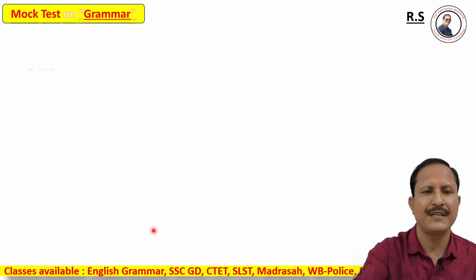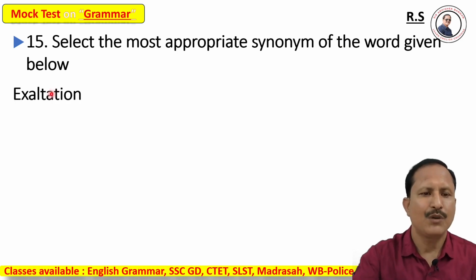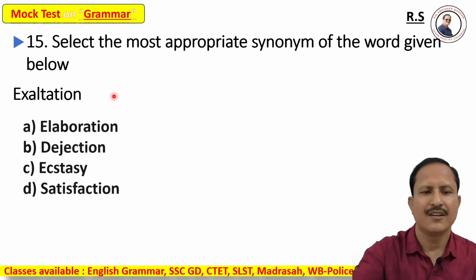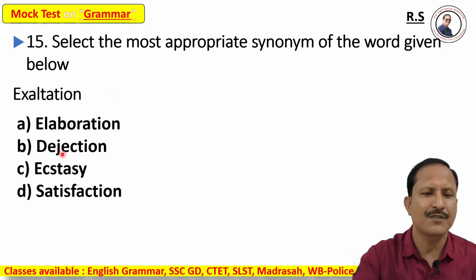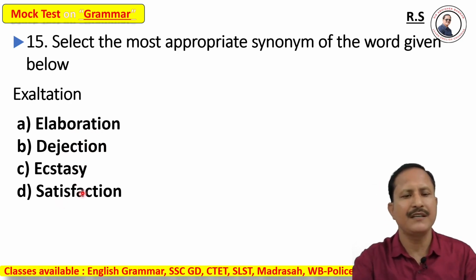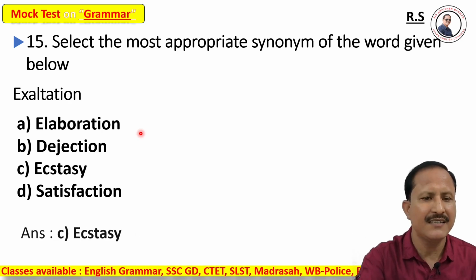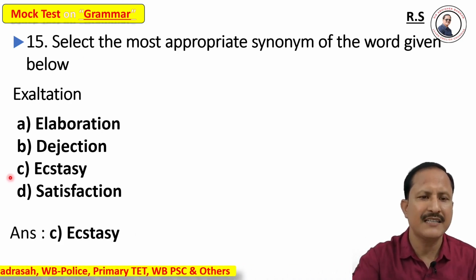Now, question number 15. Select the most appropriate synonym of the word given below. The word is exaltation. Option A, elaboration. Option B, dejection. Option C, ecstasy. Option D, satisfaction. Here, the correct answer is option C, ecstasy.